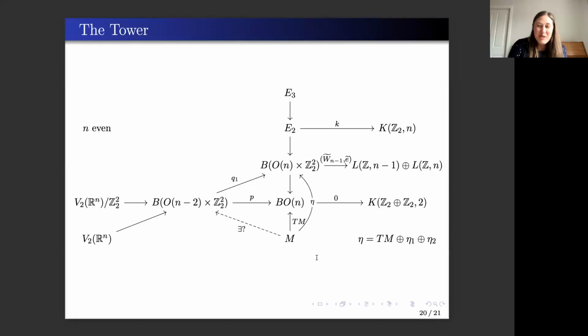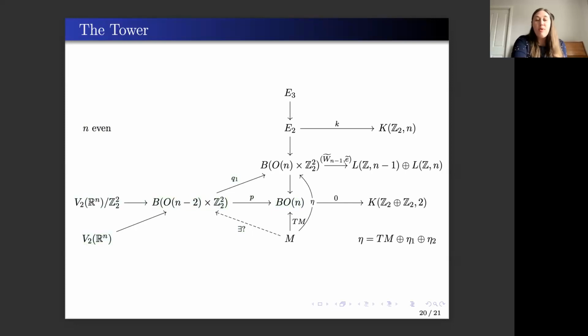Finally, I can show you my tower and try and talk you through a little bit of it. I'm sorry for all the horror about Postnikov theory, but this is what my tower looks like for one specific case. So I'm focusing in here on when M is non-orientable, and also when N, the dimension of the manifold, is even. I'm also interested in all the other cases, but let's just take this one, for example. So here's this fibration that I was showing you before.